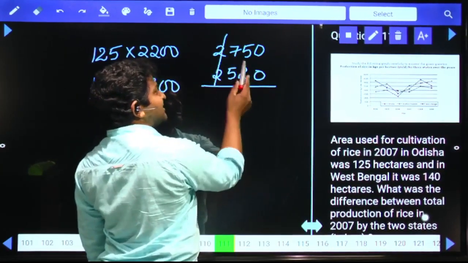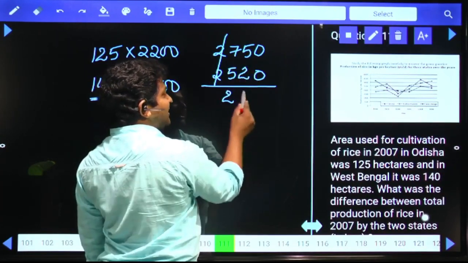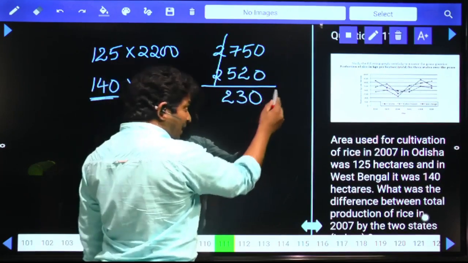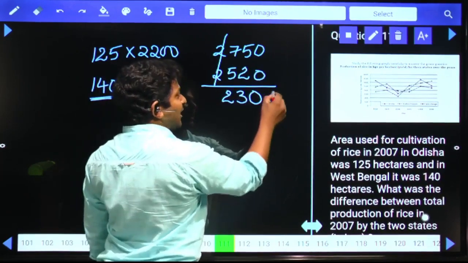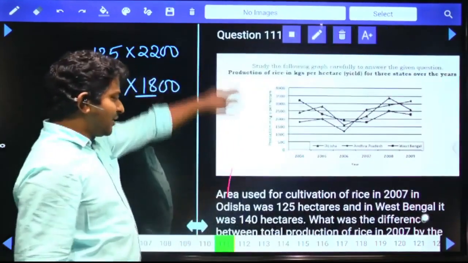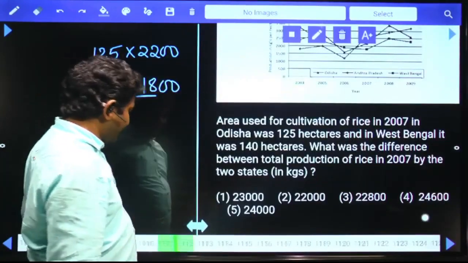2000 gets cancelled. 700 minus 500, 200. 50 minus 30, 50 minus 20, 30. And 2 zeros are left. Now I am adding those 2 zeros. So the final answer is 23,000. Look at your options. Which option is that? 23,000, first option.